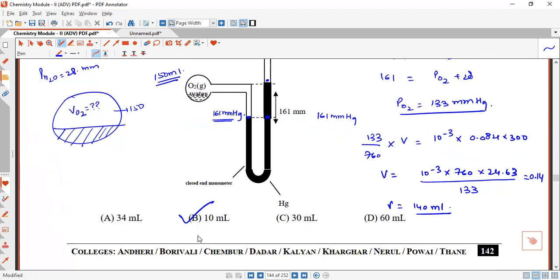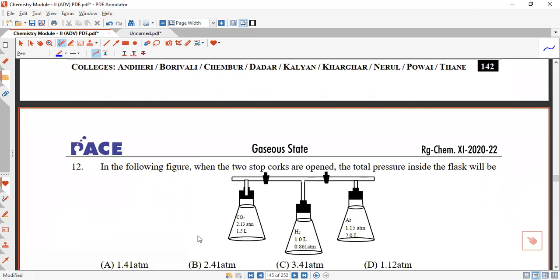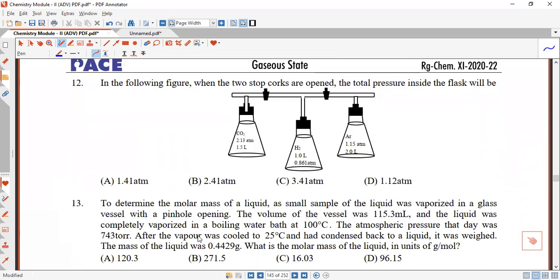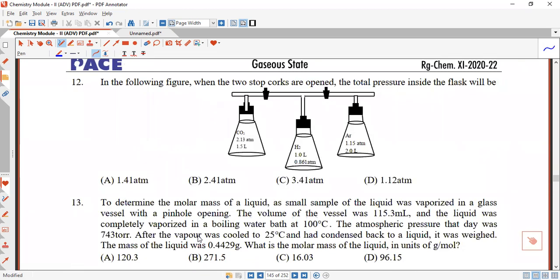Okay, so this is question number 11. In the following figure, when two stopcocks are opened, the total pressure inside the flask will be. इनको ओपन करेंगे तो ये गैसेस सब मिक्स हो जाएंगे और सब में प्रेशर बराबर हो जाएगा. ओके, क्या होगा जब ऐसा होगा? तो नंबर ऑफ मोल्स ऐड हो जाएंगे. How many moles are here? You can see प्रेशर यहाँ लिखा है, वॉल्यूम यहाँ लिखा है, 2.13 into 1.5 by RT.